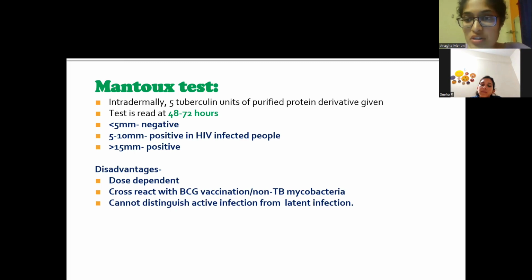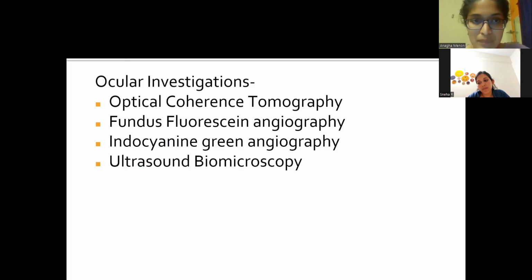But there are some drawbacks that we should be aware of. In fact, drawbacks should be the first thing you are aware of in any test. It is dose dependent, so if an inexperienced care provider injects a wrong amount of TU, then you will get a wrong diagnosis. Then it can cross-react with BCG vaccination. Then it cannot distinguish between active and latent infection. So these few drawbacks are there which we should keep in mind.